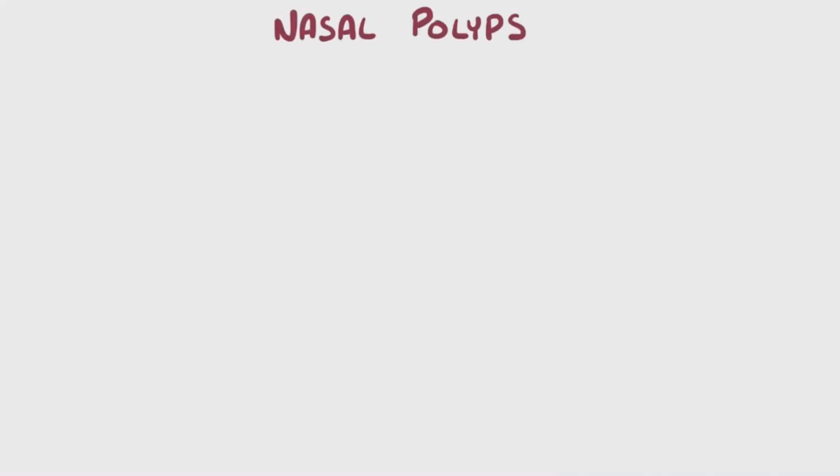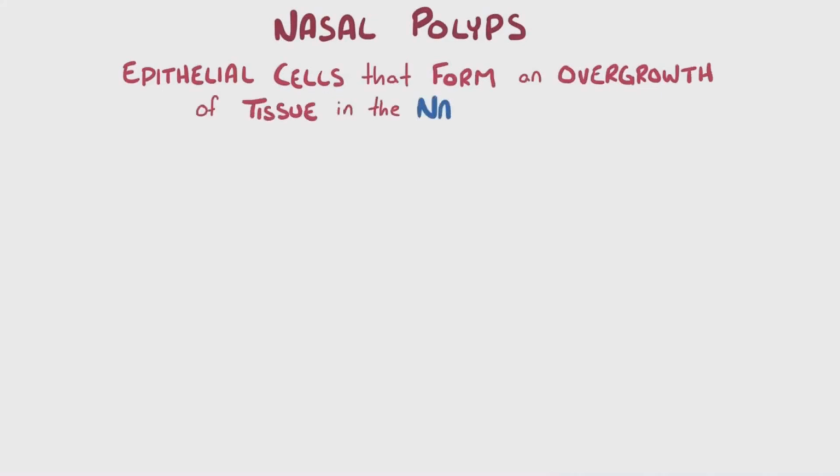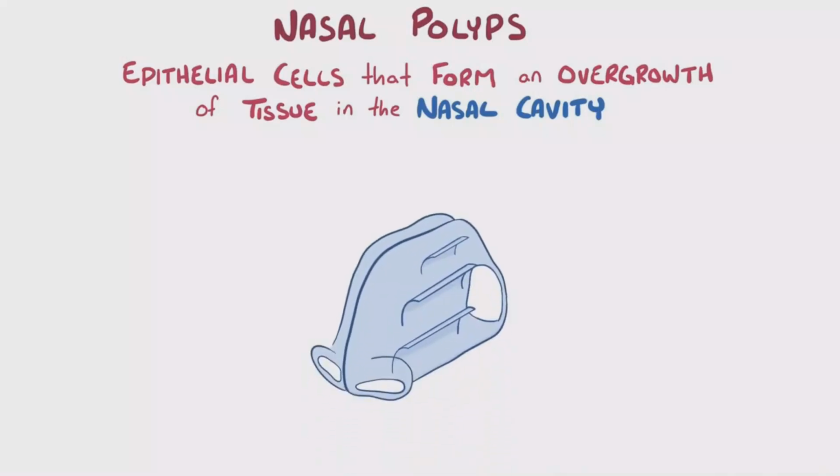A nasal polyp is a clump of epithelial cells that forms a small bump or overgrowth of tissue along the lining of the nasal cavity, which is the inside of the nose. The nasal cavity is made up of three regions.